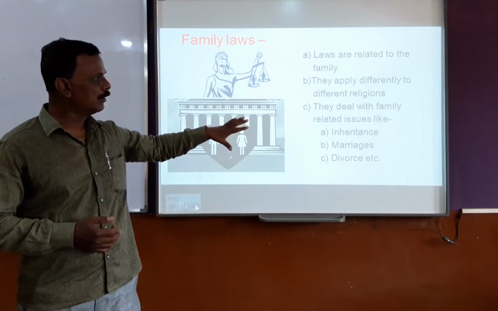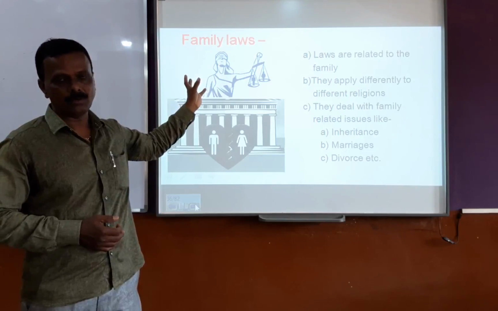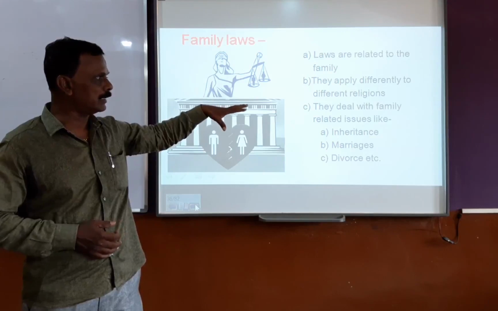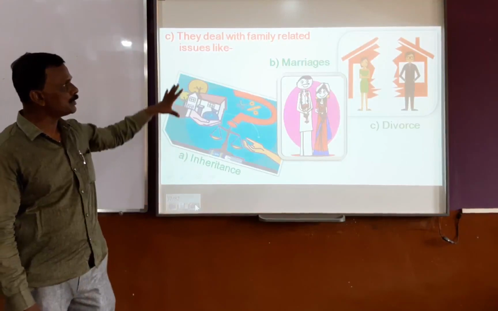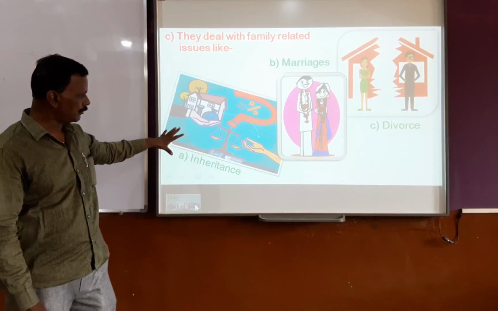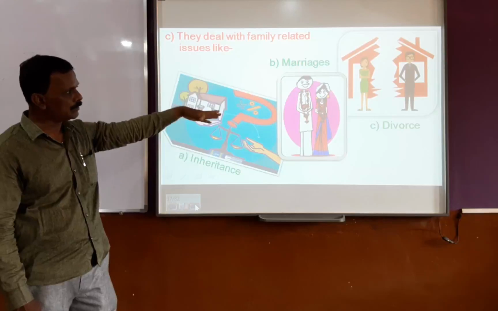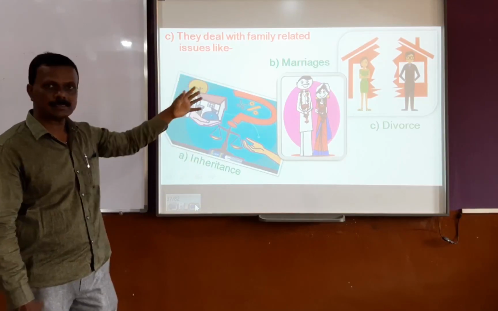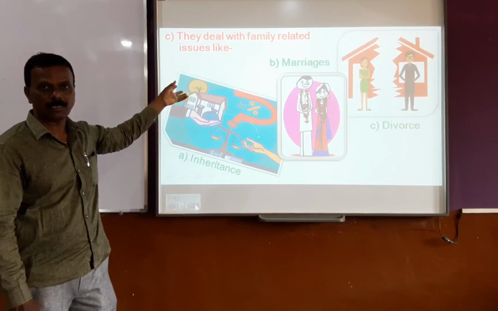These are the family related matters that come under family laws. Look at this picture. The first shows family inheritance, the second shows marriages, and the last one is divorce. These are the family related matters that come under the family laws.